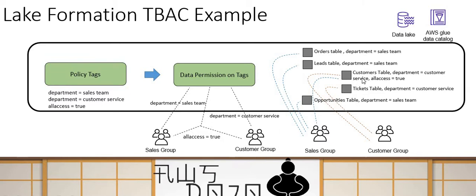And in the other case, it says department is customer service and all access is also equal to true, and again this gives the customer group the access. So that's how this whole tag based access control works, that you define your policy tag. Probably you have to do a lot of thinking in terms of defining your policy tags to cover the entire organization and your operations and the way you want to control the access.